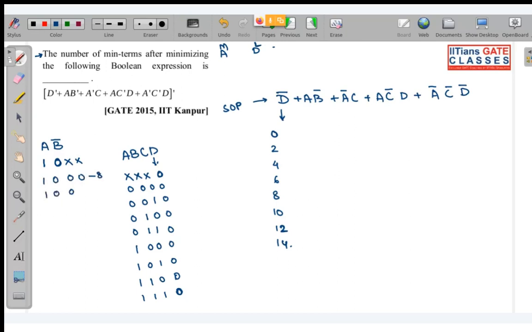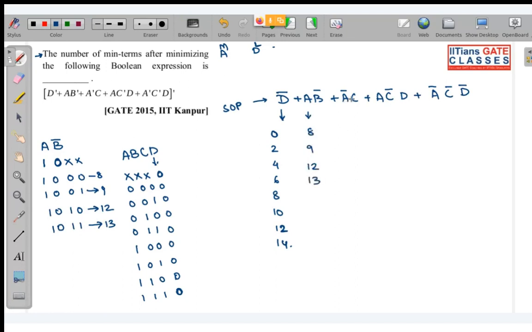If you put 0, 1, this will be 9. If you put 1, 0, this will be 12. And if you put 1, 0, 1, 1, this will be 13. This should now go on in your mind. Okay, so this will be 8, 9, 12, 13.